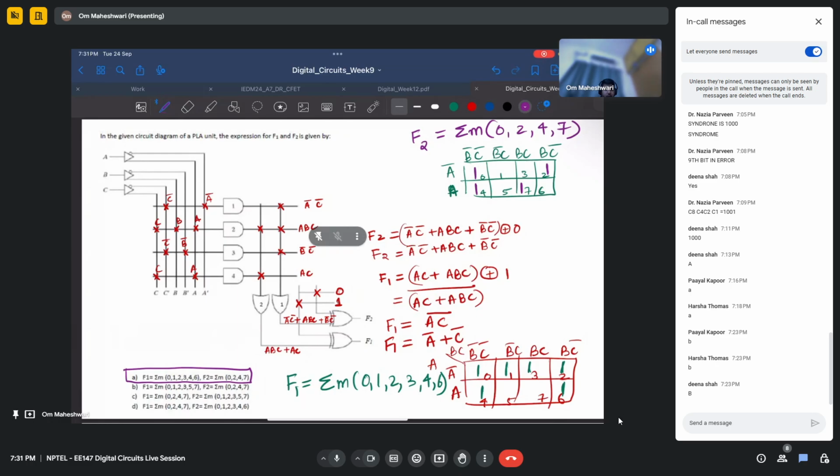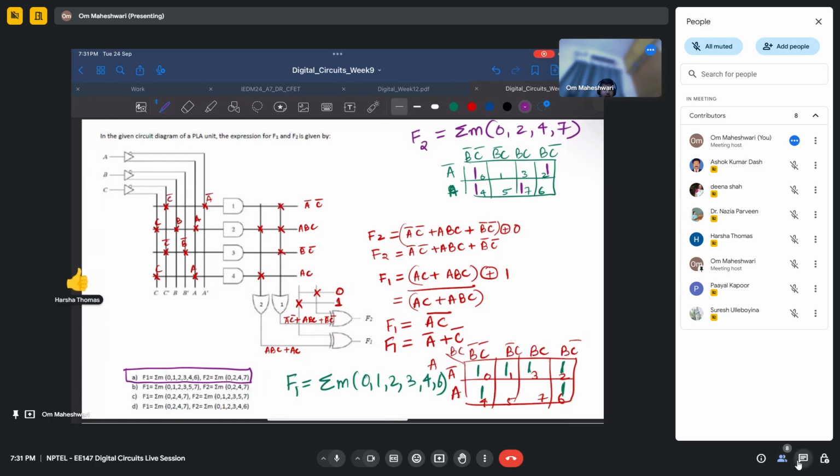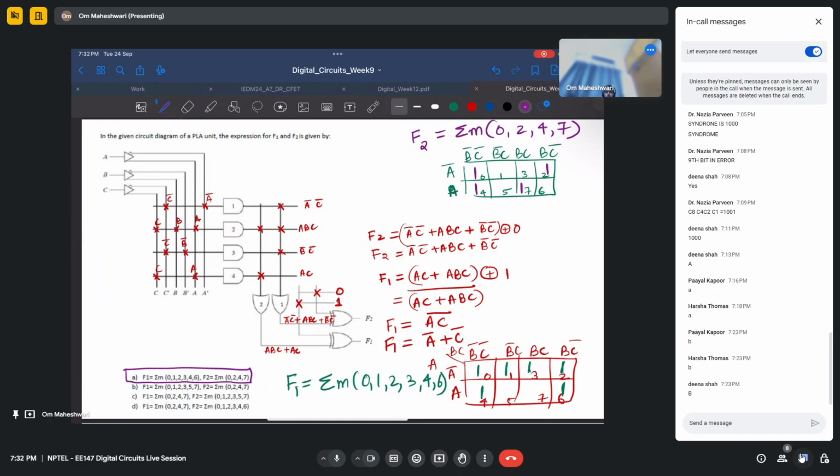Is this clear to everyone? Since nobody answered this one. Okay. So we did the same thing, except the answer asked this time is in terms of min terms. So you should expect these kind of questions in your exams where multiple concepts would be merged. Okay.